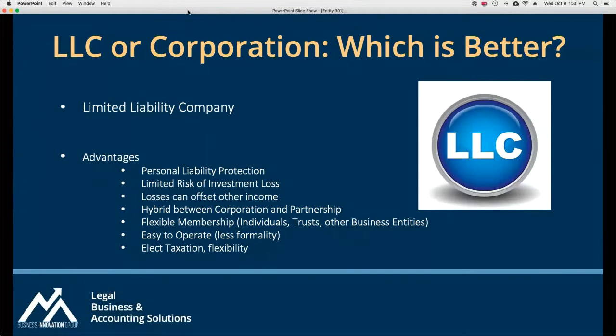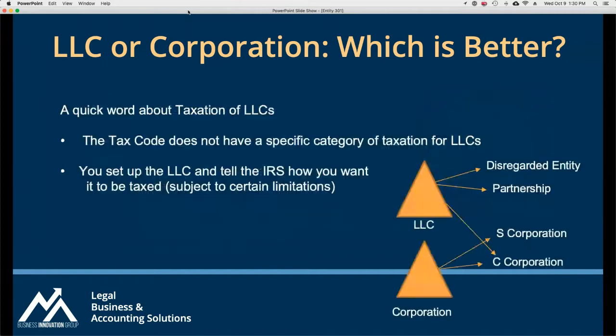There's flexible membership. So the concerns about who can be an owner in the company, for instance, trusts, other business entities, foreign individuals, goes away, right? With LLCs, pretty much anybody can be an owner. Very easy to operate because there is less formality, and they can elect their taxation.